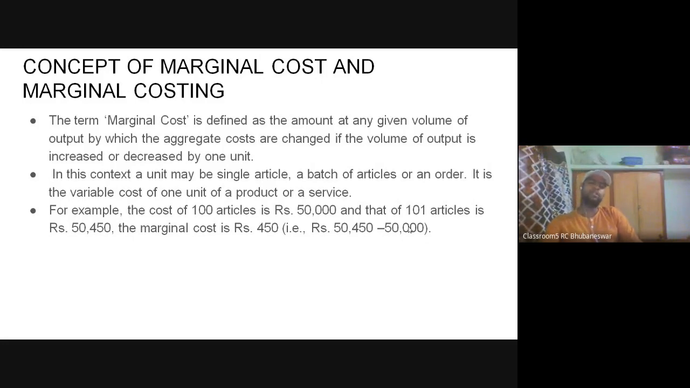Product line means we were producing one product, now we want to add another product. Then the extra cost you are going to incur becomes the marginal cost for adding another product line. So it is the variable cost of 1 unit of a product or a service. More specifically, it is the variable cost only, it is not the fixed part.